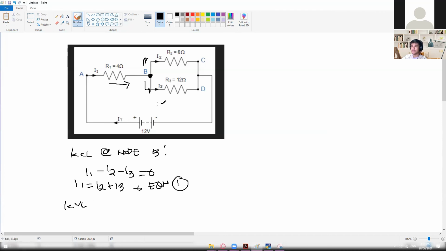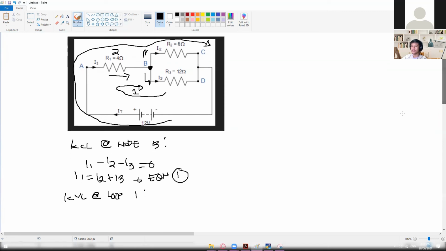So we can have a loop right here inside. Let's call this one loop number 1, or the loop on the outer side. Okay, let's call this one loop number 2. Let's start with KVL at loop number 1 first. In here we have, of course, this one is negative, positive, and then this one is positive, positive, negative, positive, negative, and then positive, negative.